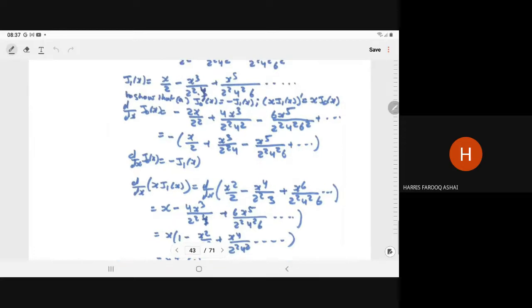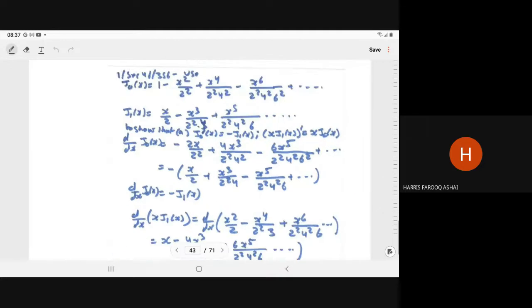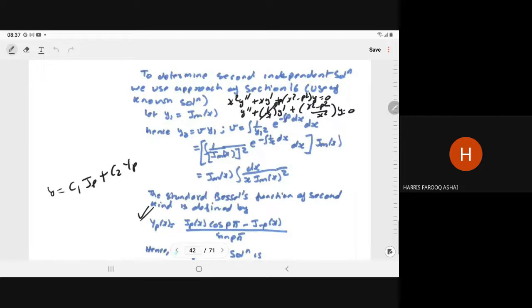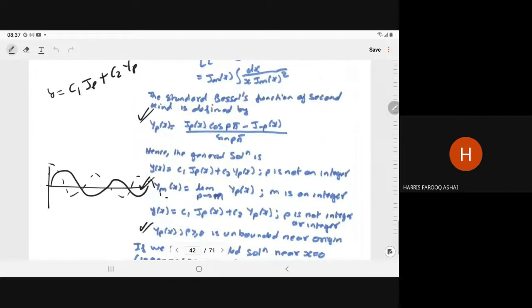Sir, shouldn't p be an integer in the previous case? What, for the Yp? Yes, sir. No, Yp will work for both, when it is an integer and when it is not an integer. In both cases it will give the solution. Clear? Yes, sir.